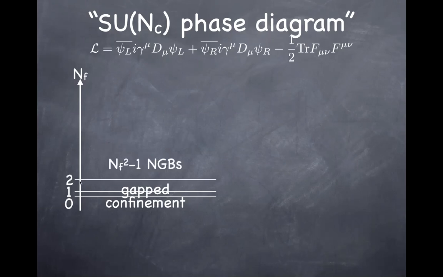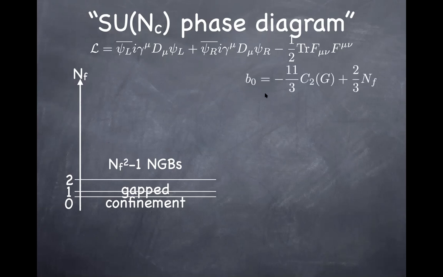And when you go to two flavors and above, we do have this SU(NF) left cross SU(NF) right symmetry, which gets spontaneously broken to SU(NF) vector. So you expect NF squared minus 1 Nambu-Goldstone bosons. The theory doesn't have a gap anymore in the strict limit of massless quarks. So that's what we expect for a number of flavors 2 and above. And then it still leaves the question, is this true all the way up to higher numbers of flavors?